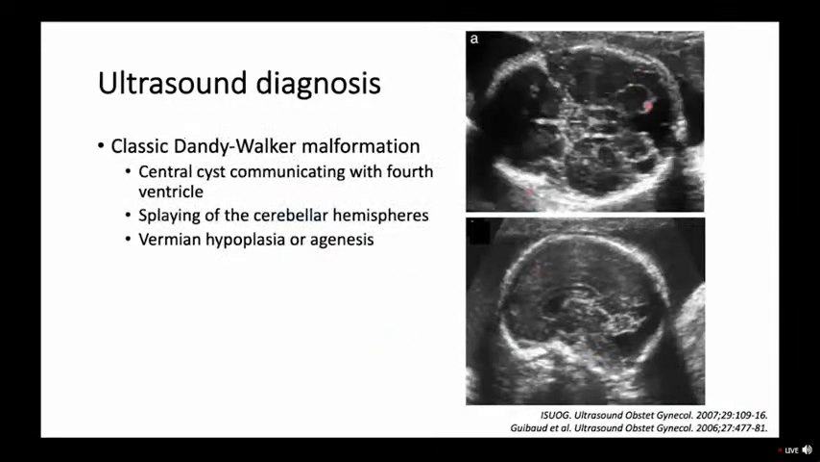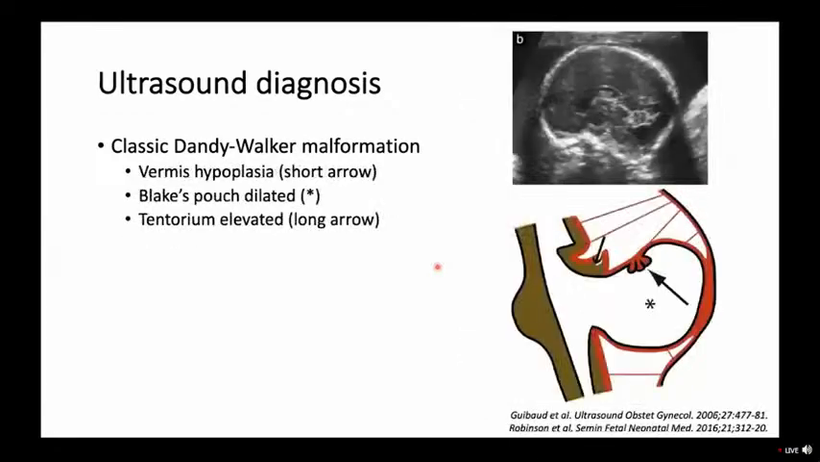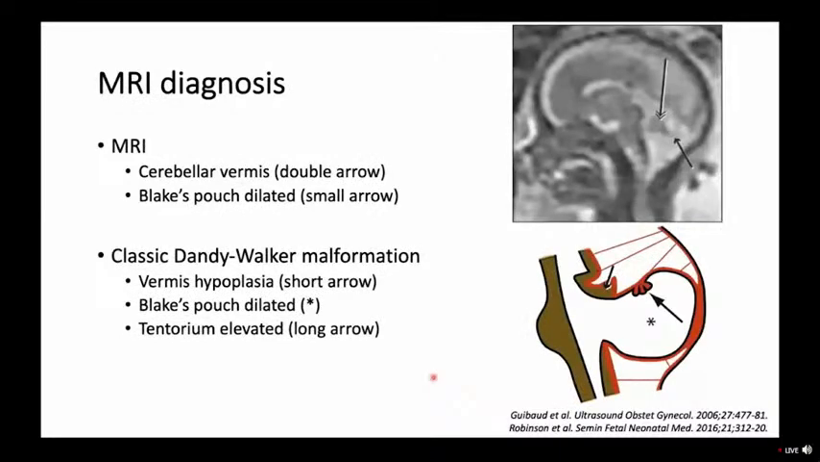Again, classic diagnosis transverse, classic diagnosis mid-sagittal. You see a big trapezoid cyst, splaying of the cerebellar hemispheres, and the vermis is essentially completely gone. Just some cartoon pictures of that from an article by Robinson and then another one by Chabot. And then on MRI, again, any abnormality in the brain, we lean very commonly on fetal MRI. You can see, again, a very nice tented tentorium and this big dilated Blake's pouch cyst.